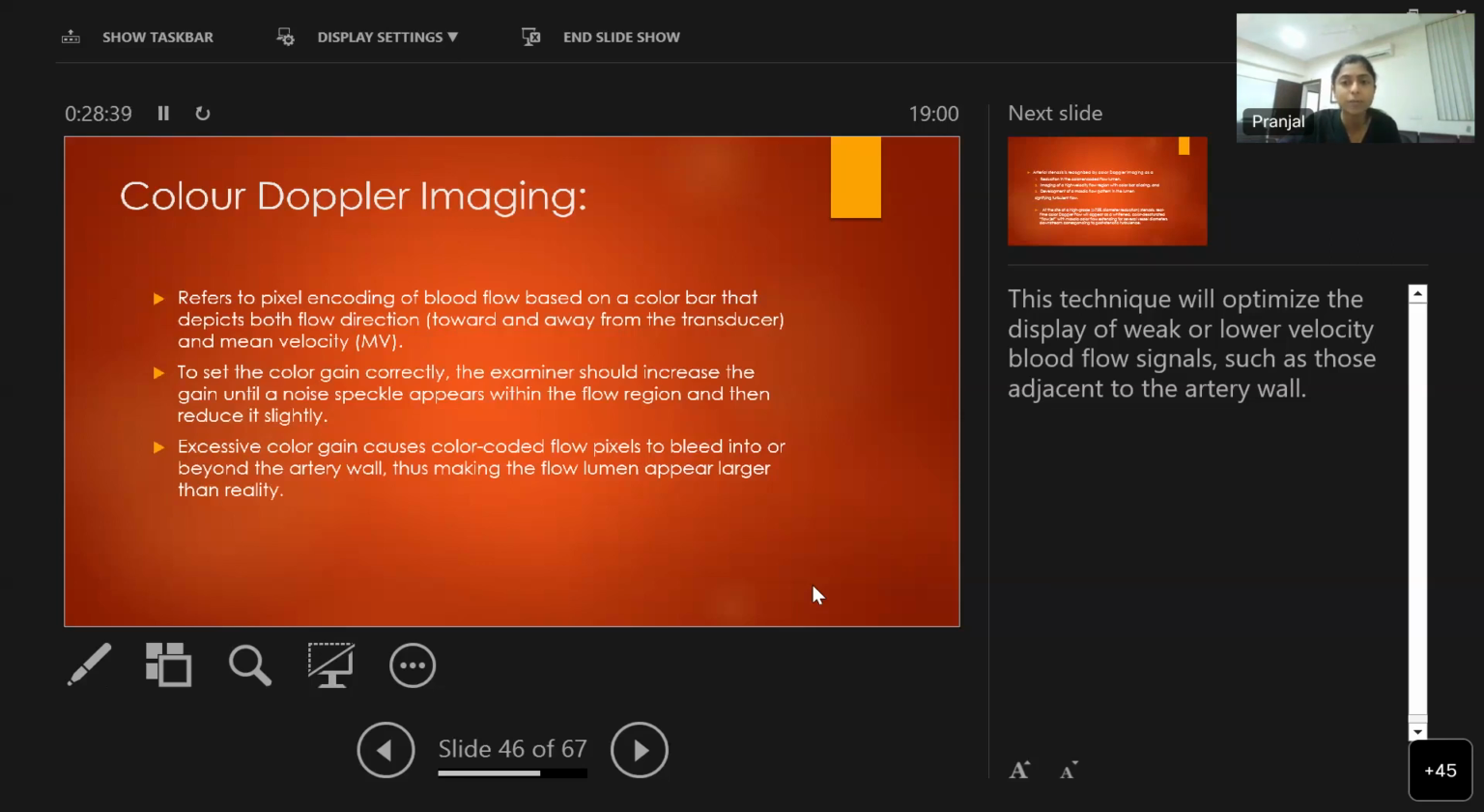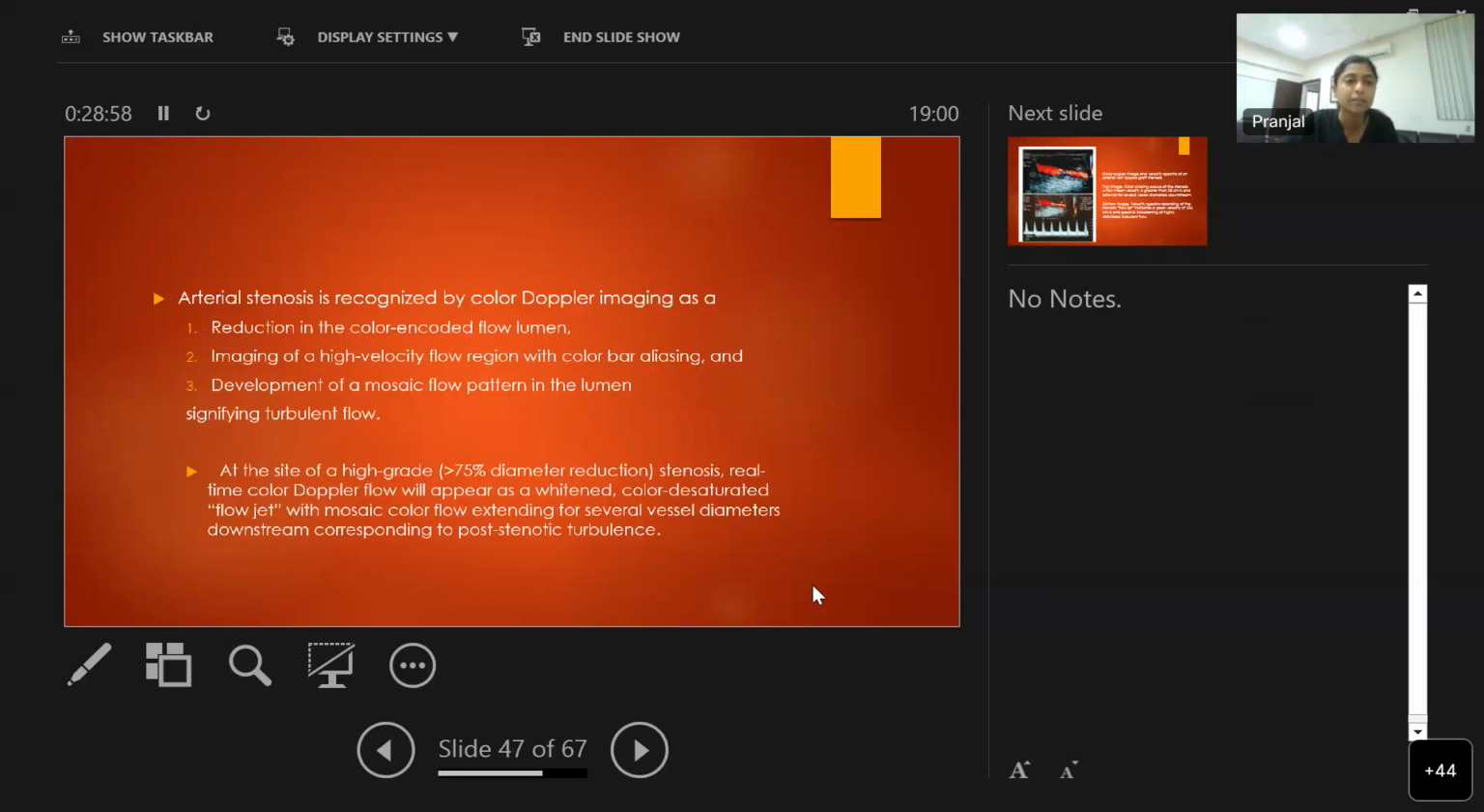This technique will optimize the display of a weak or lower velocity blood flow signal, such as those adjacent to the artery wall. Excessive color gain causes color-coded flow pixels to bleed into or beyond the arterial wall, thus making the flow lumen appear larger than it is in reality.